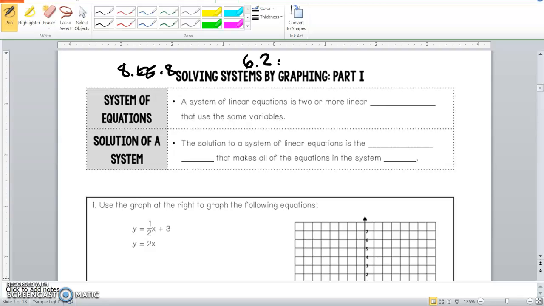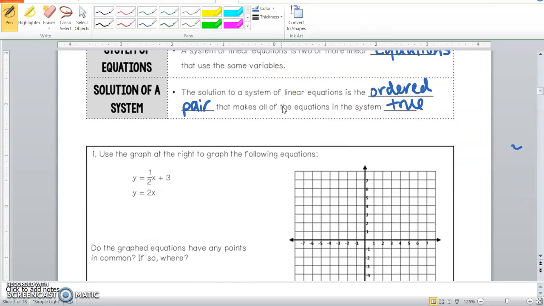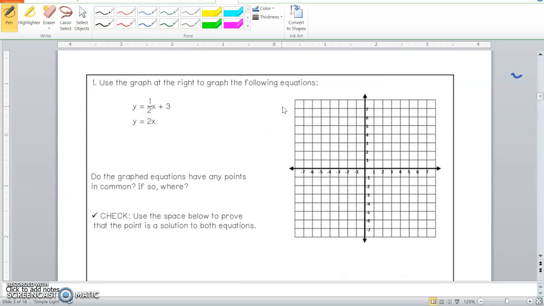So a system of linear equations is two or more linear equations that use the same variable. And the solution to a system of linear equations is the ordered pair that makes all of the equations in the system true. So for this first part of the lesson, I would still like you to practice graphing.